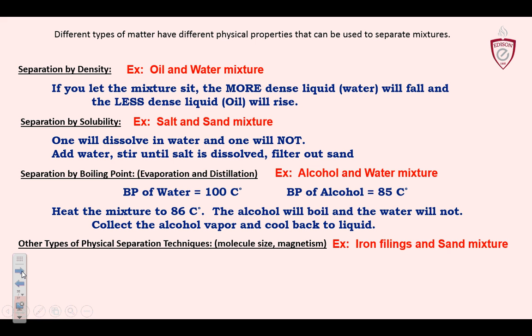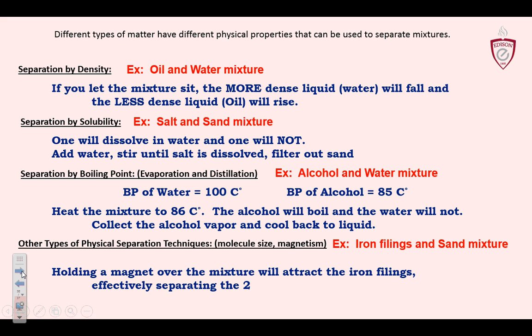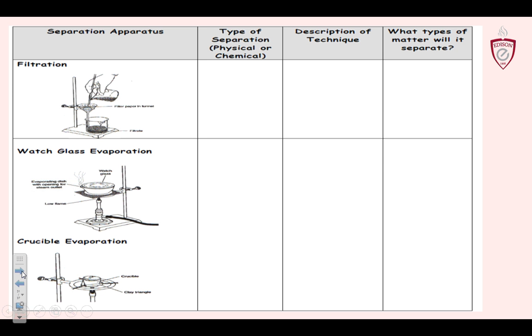Physical separation techniques: molecule size or magnetism. Molecule size, I could use just a regular filter. Like think of panning for gold, right? I could get the soil to go through and the gold to not because I want the big chunks of gold. Magnetism, iron filings and sand mixture. If I ran a magnet over the top of it, it would attract the iron filings and effectively separate the two. Take a minute, make sure you got all these written down. You can press pause, but I'm going to keep going to keep this video short.